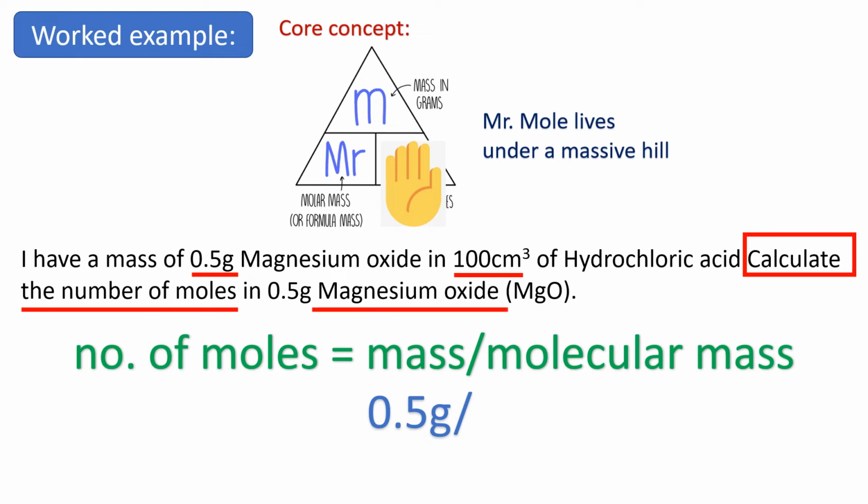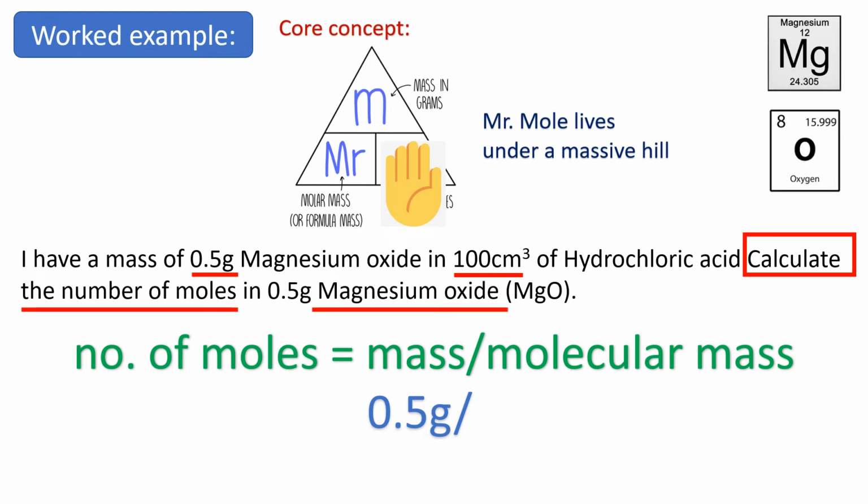Right, I need to look at my periodic table. I've got Mg, I've got O, so that's 24 adding to the 15.999. Okay, that's going to be 40.304. Okay, I've got those two numbers. I can do the calculation. I have 0.012 moles of magnesium oxide. Job's a good one.